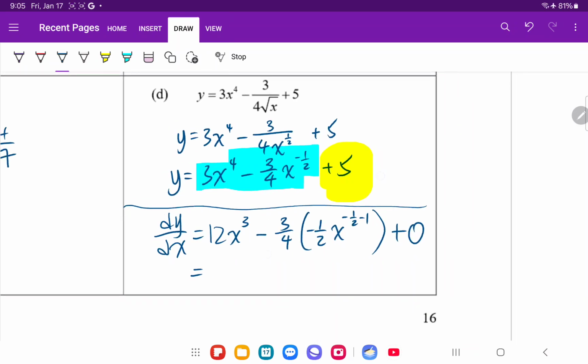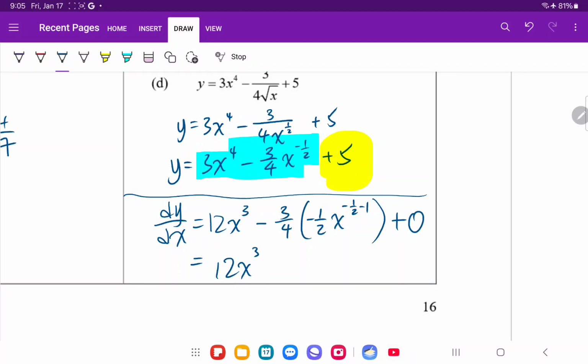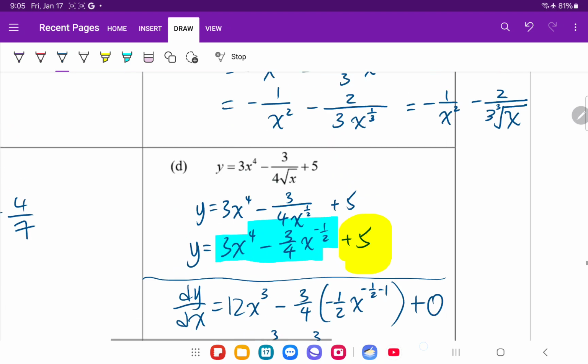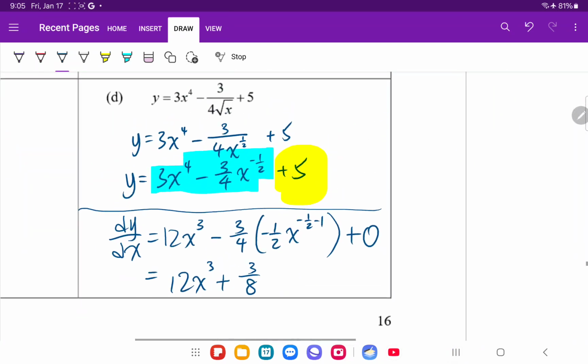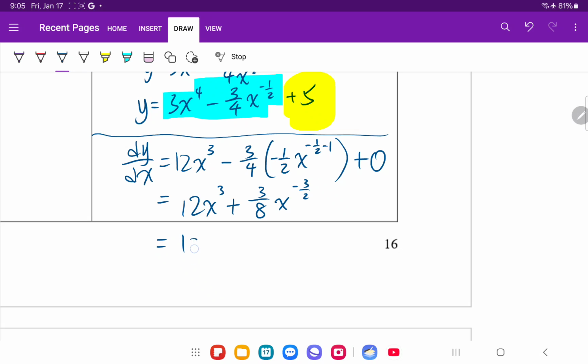Okay, let's simplify this. 12x power 3. Negative and negative is a plus, so plus 3 over 8 x to the power of negative 3 over 2. The plus 0 is gone already. Okay, let's simplify this. 12x squared plus 3 on top, 8 below, x power 3 over 2. Let's simplify a bit further. 12x squared plus 3 on top, 8 below, square root of x power 3.